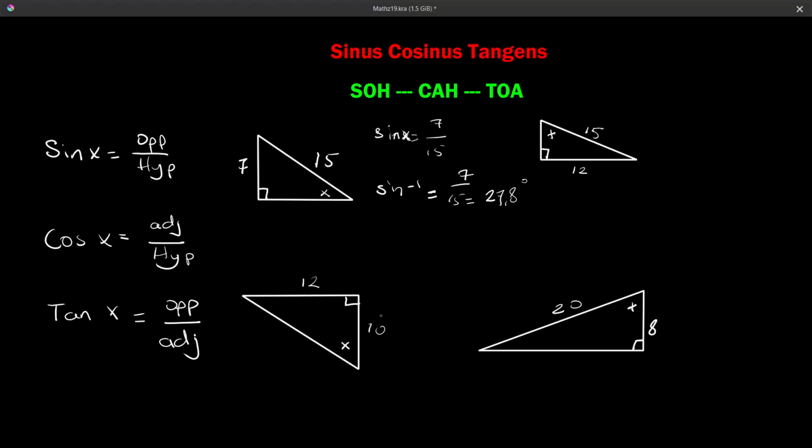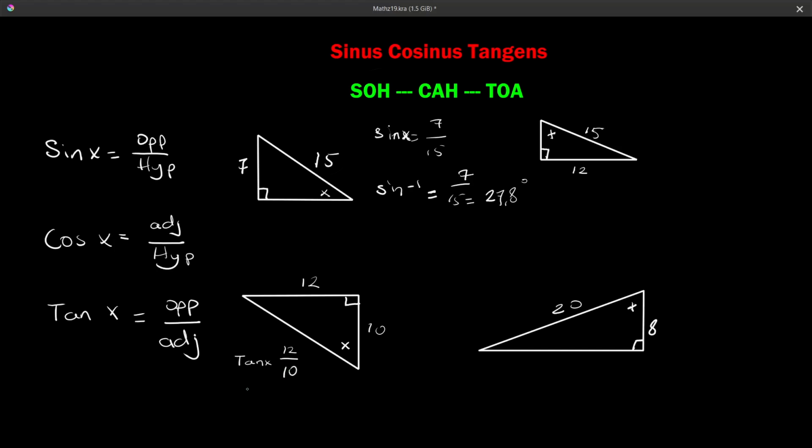Let's go to our second example. We have an angle of x over here. Which sides are known? The opposite side and the adjacent side. Which of the formulas do we need to use? The opposite and the adjacent is the tangent. So the tangent of x is the opposite, which is 12, divided by 10.